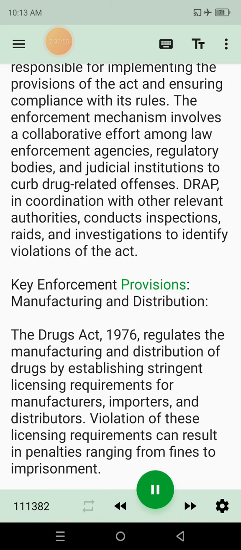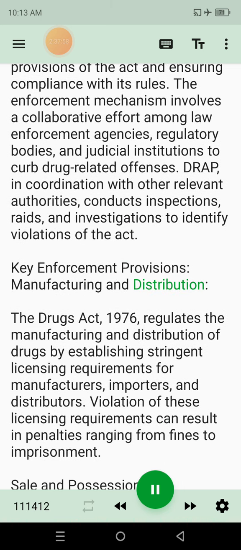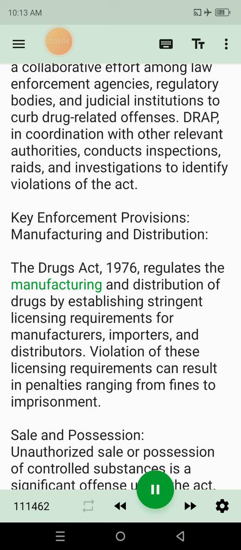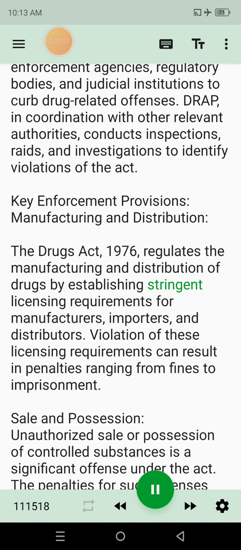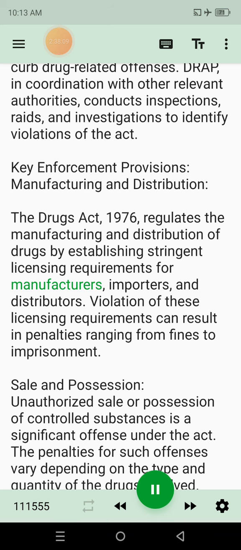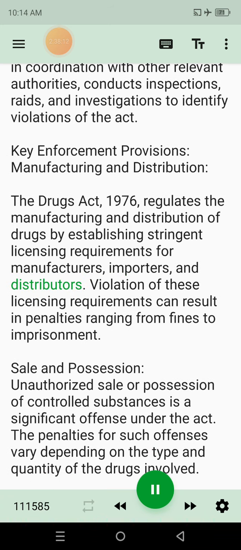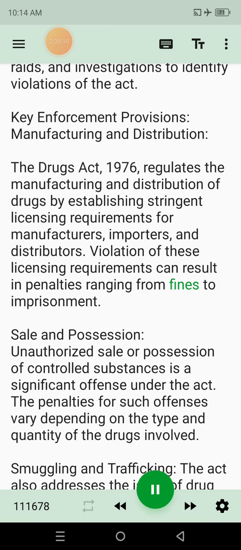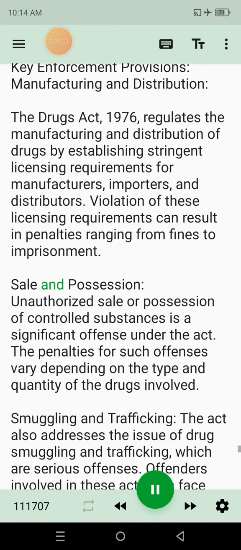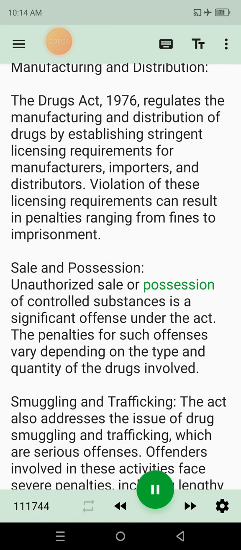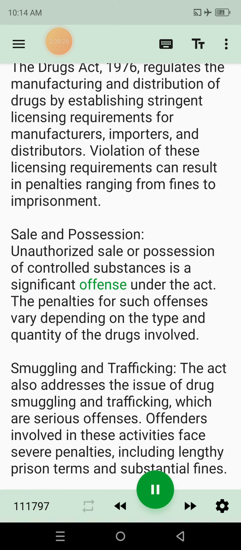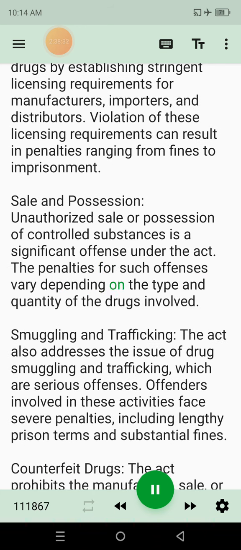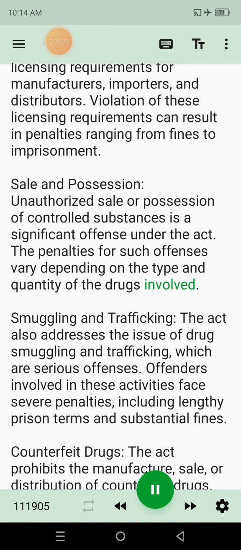Key enforcement provisions: manufacturing and distribution. The Drugs Act, 1976, regulates the manufacturing and distribution of drugs by establishing stringent licensing requirements for manufacturers, importers, and distributors. Violation of these licensing requirements can result in penalties ranging from fines to imprisonment. Sale and possession. Unauthorized sale or possession of controlled substances is a significant offense under the Act. The penalties for such offenses vary depending on the type and quantity of the drugs involved.